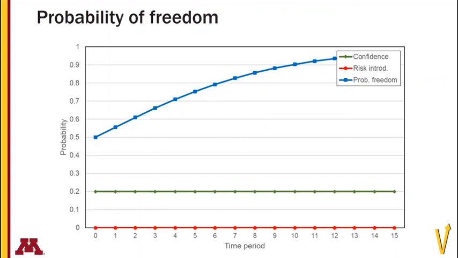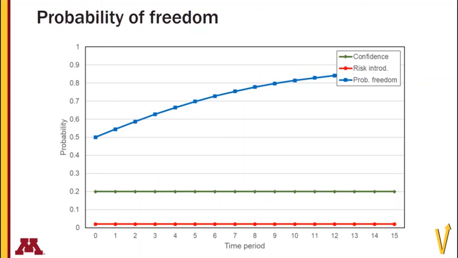The probability at time 0 is 50% because this value represents the initial uncertainty. In this scenario, we have a very weak surveillance with a constant confidence of 20%, and the risk of reintroduction is 0. Note that as time passes, the probability of being free also increases.